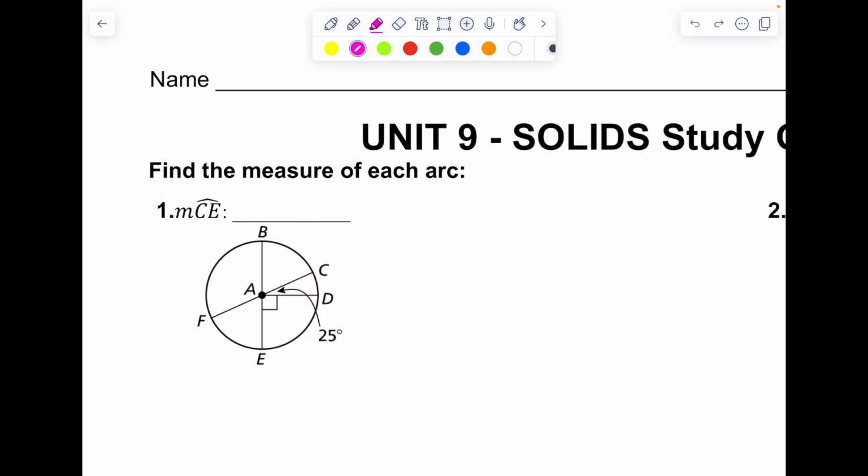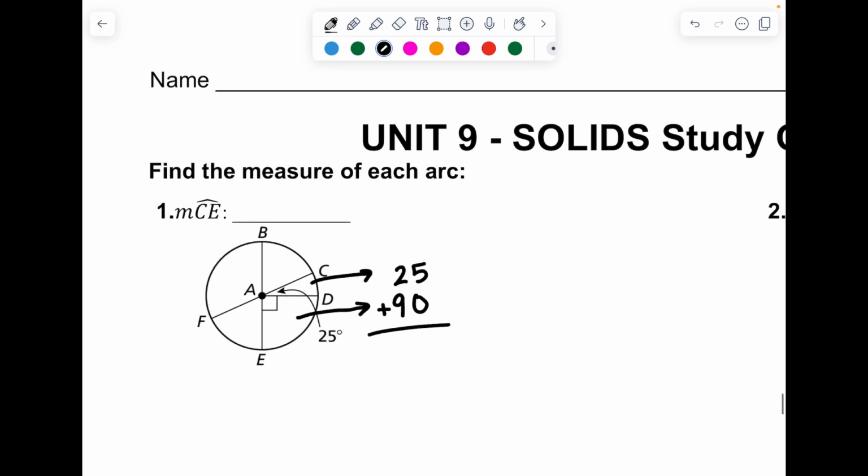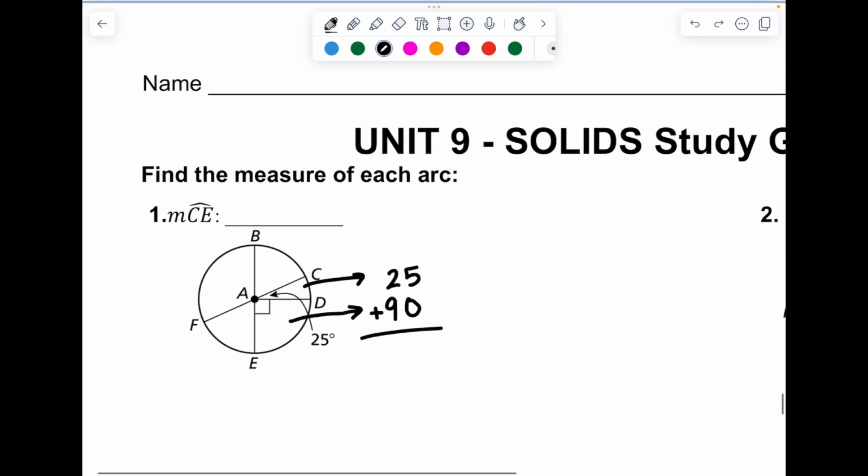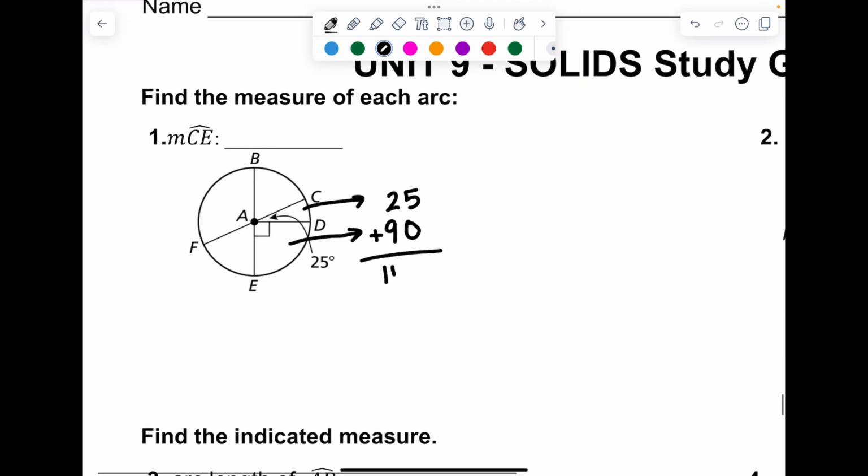I already know that this angle here is 25, and I know this angle here is 90 because I have a 90-degree angle. So all I need to do is add this 25 plus this 90, and that gets me a total of 115 degrees.